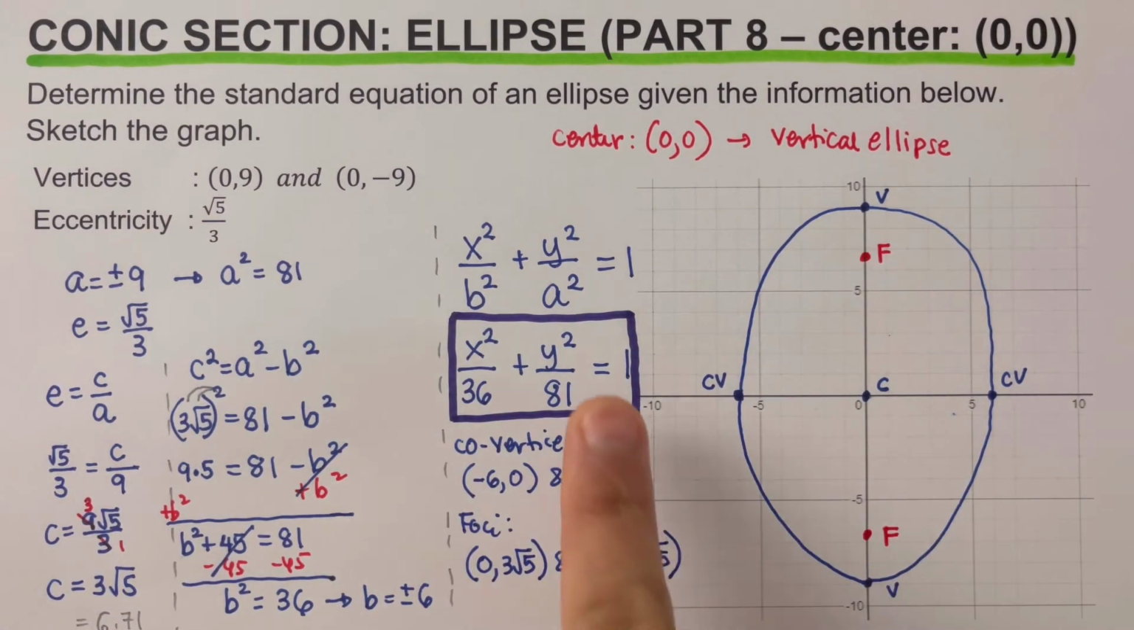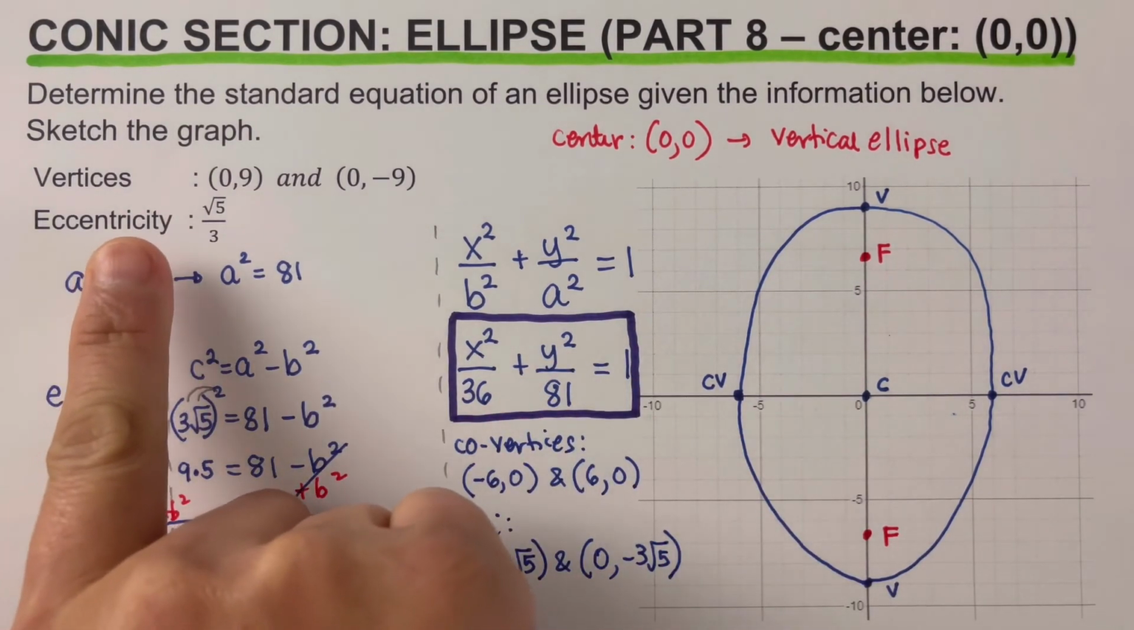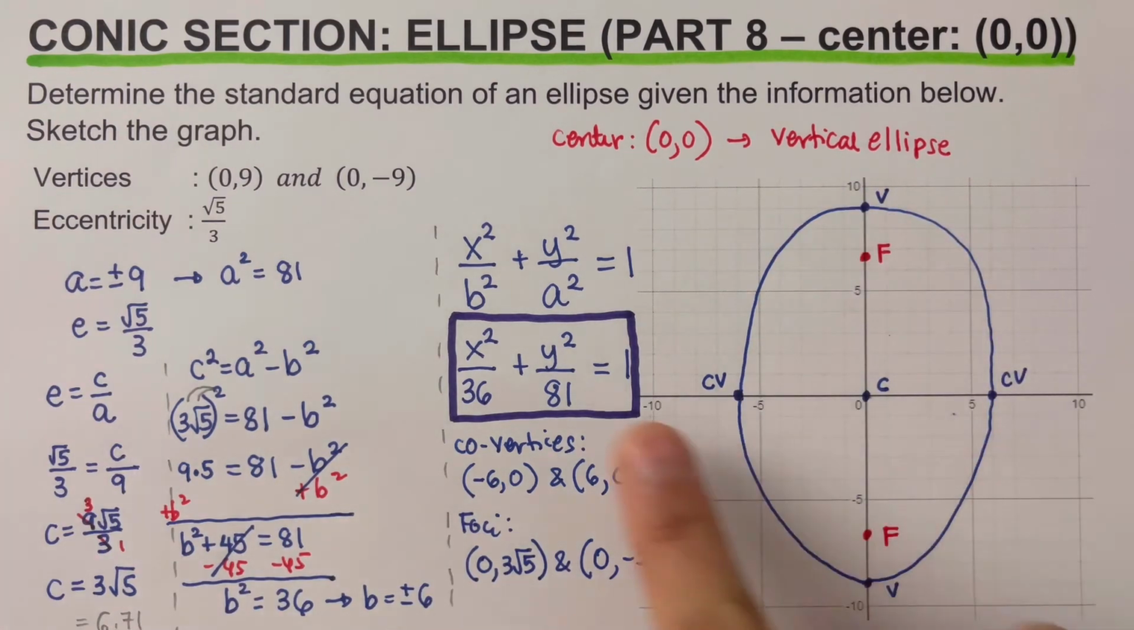So this is the equation of this problem that we have right here, and this is the graph of this equation. Now let's move on to the next example.